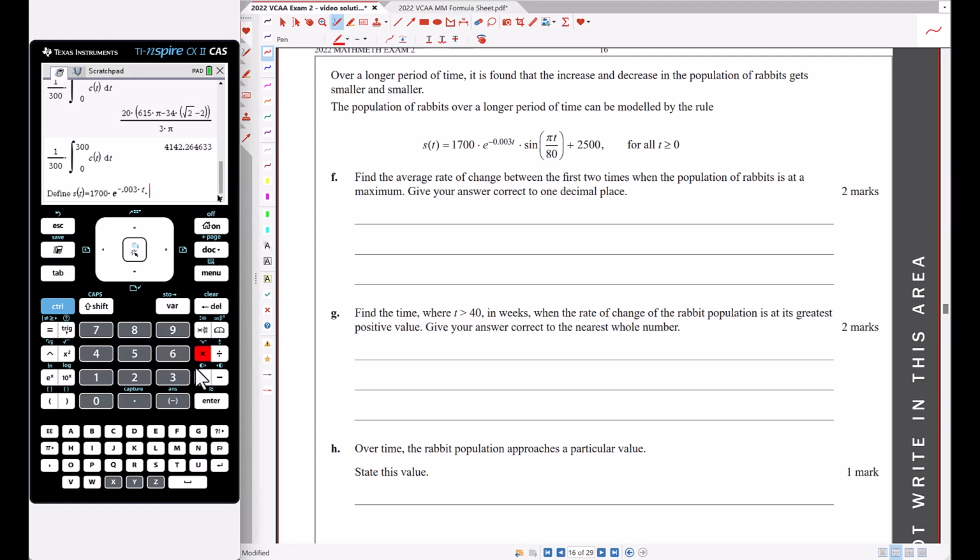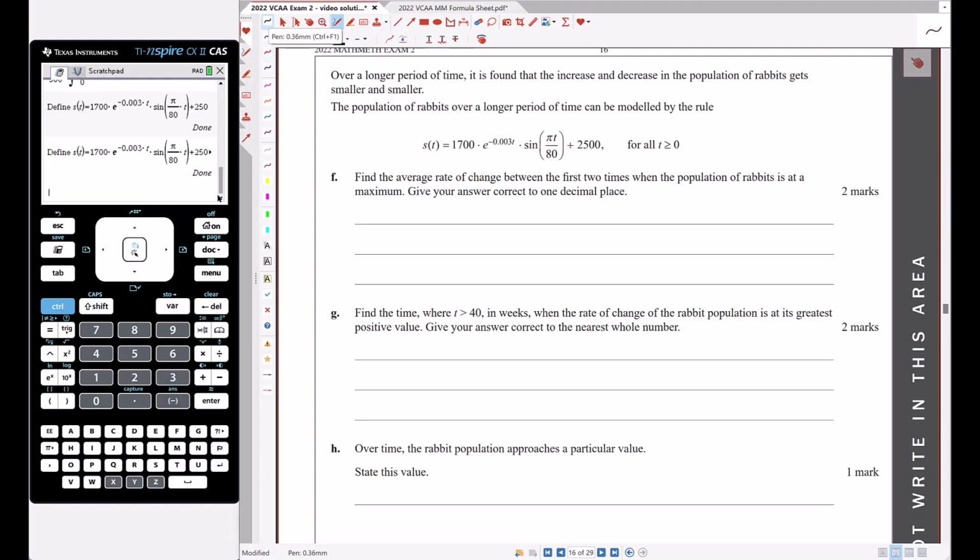Okay, times sine of pi on 80 t plus 2,500. Okay, find the average rate of change between the first 2 times when the population of rabbits is at a maximum. Okay, the first 2 times when the population of rabbits is at a maximum.